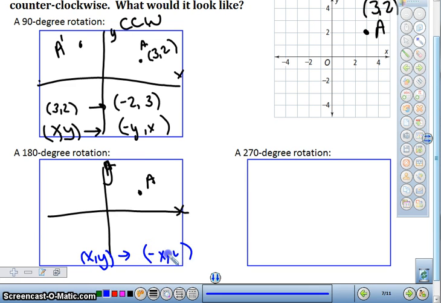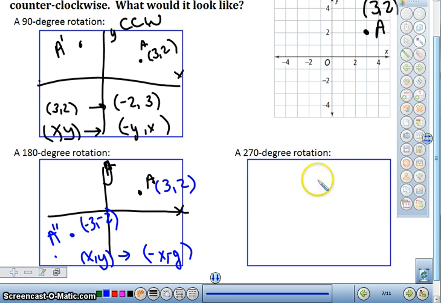Opposite x, opposite y. So in this case, if we are looking at that, that point was originally located at 3, 2. It is now going to be at negative 3, negative 2. That'll be our point A prime, and we'll call it A double prime. It's going to be negative 3, negative 2.